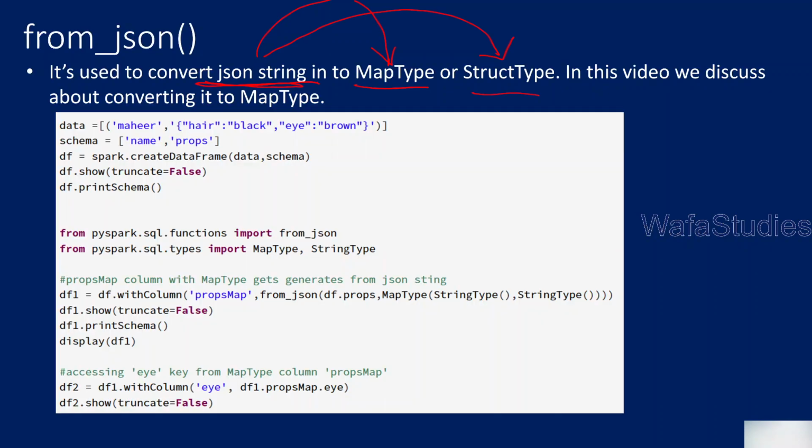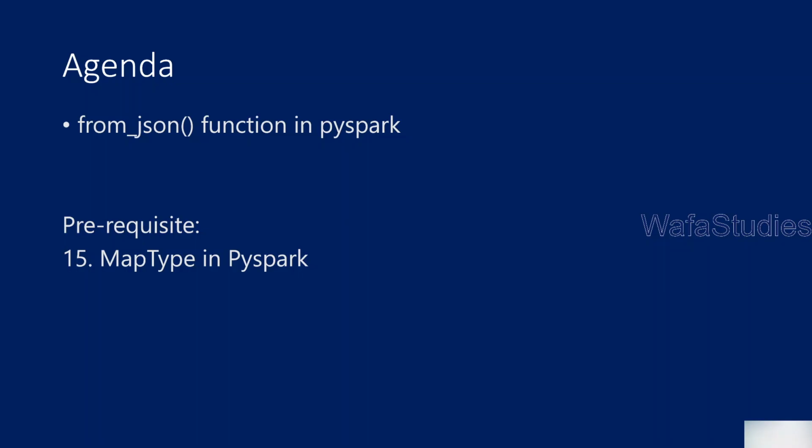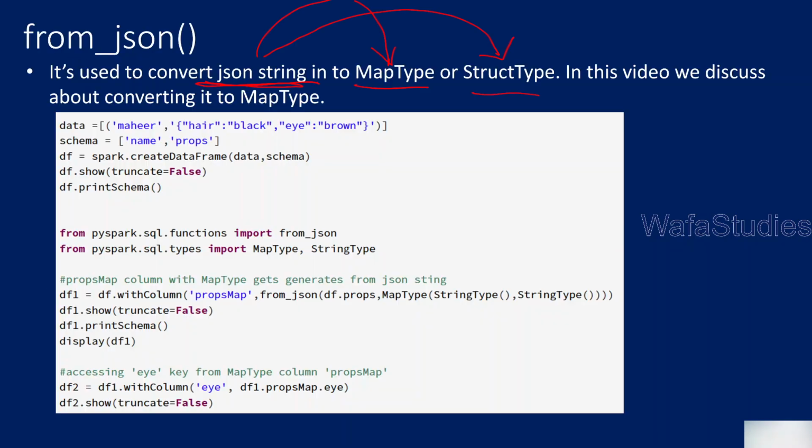Before watching this video, I would strongly encourage you to watch my part 15 video inside the PySpark playlist. There I have explained what map type is and how it looks. Even if you don't, I think you will make sense of it when you watch this video. So let me practically explain this from_json function and how it can convert a JSON type of string to map type.